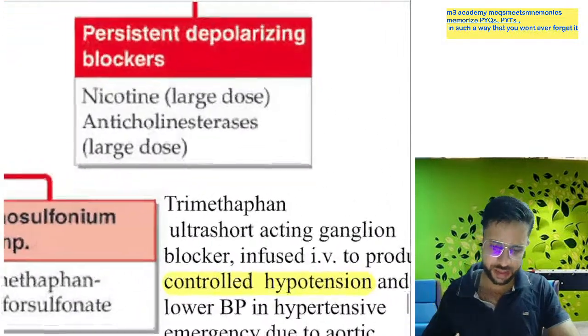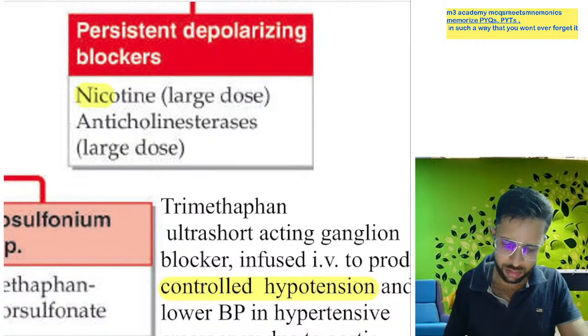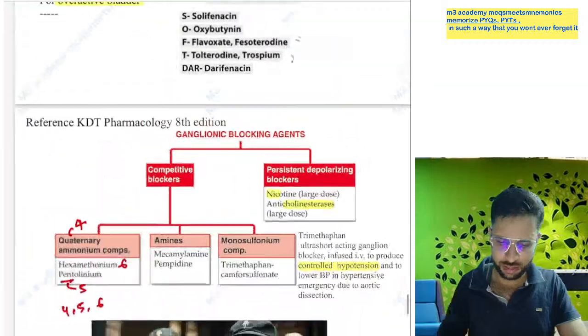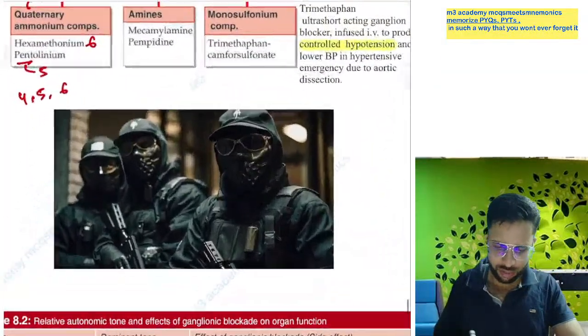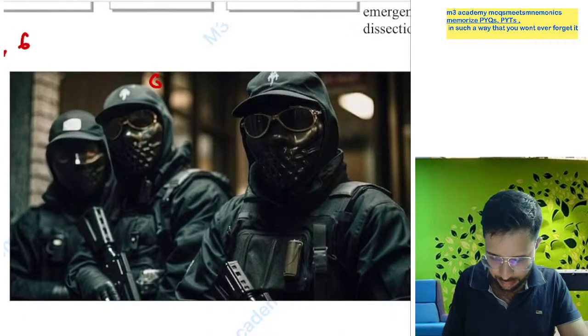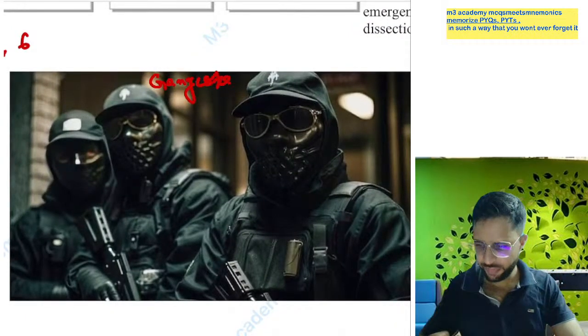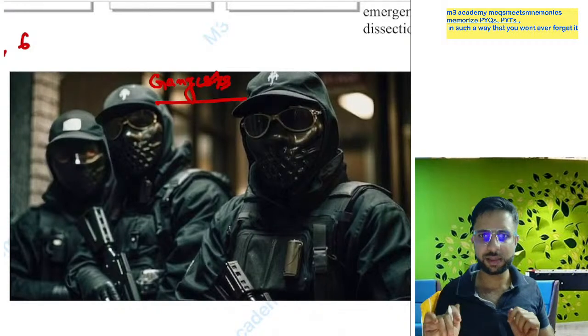Now next is the persistent depolarizing blocker, like nicotine in large doses, and anticholinesterases in large doses. So these are the ganglionic blockers, and you can see the picture of the gangster. You can easily appreciate the features of the ganglionic blocker by seeing this picture.